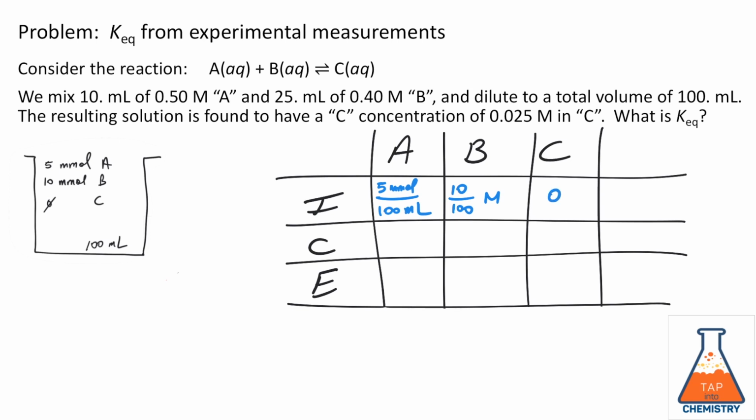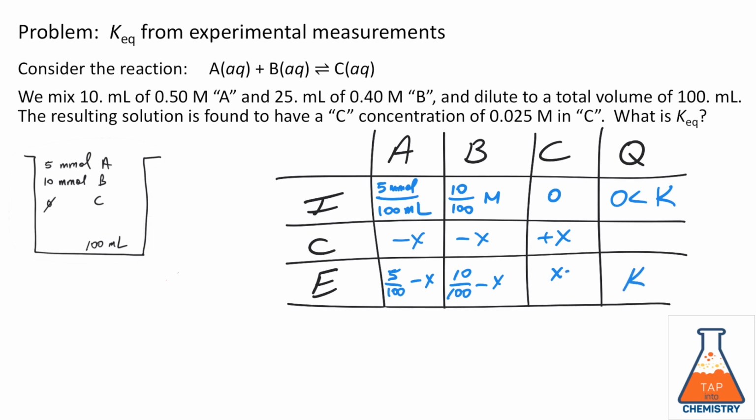I like to add a column for Q, the reaction quotient, which in this case is going to be 0 initially. And since it's 0, it must be less than K, which means the change will involve forming products and consuming reactants. So minus X for A, minus X for B, and plus X for C means that at equilibrium, we will have a concentration of A, which is 0.05 minus X, a concentration of B, 0.1 minus X, and a concentration of C, which is X. And at equilibrium, Q will be equal to K.